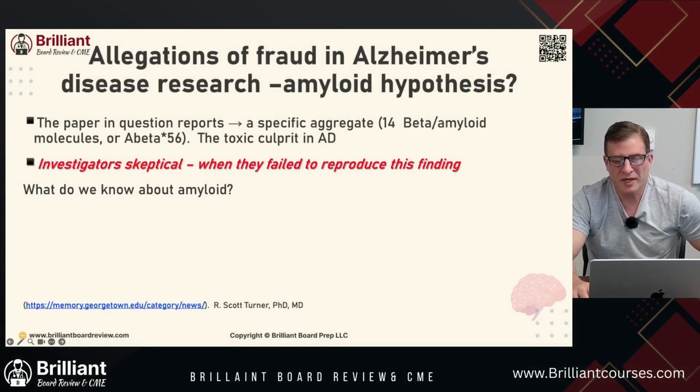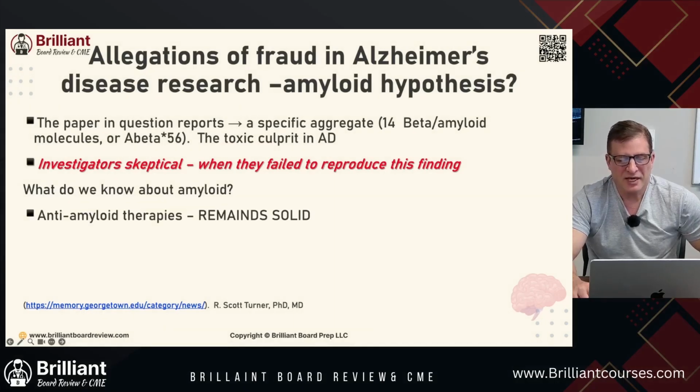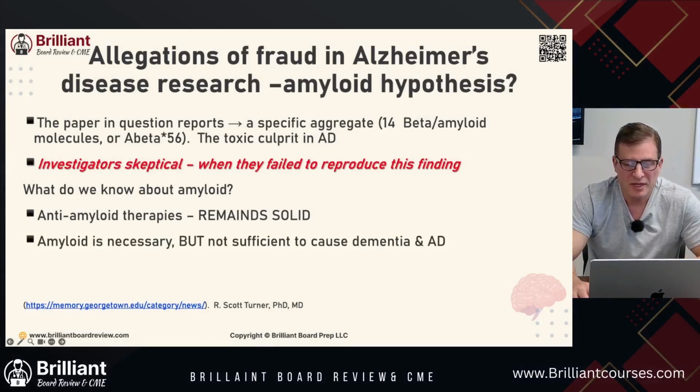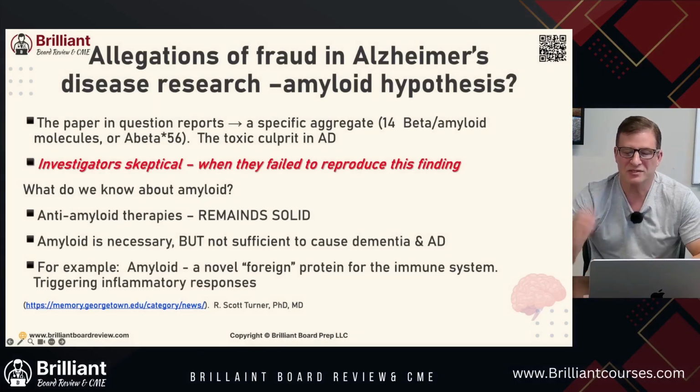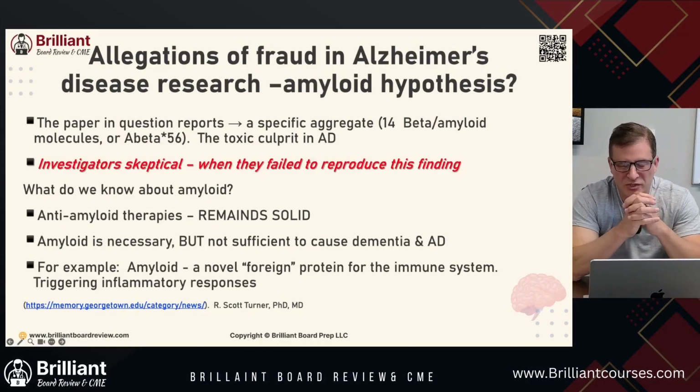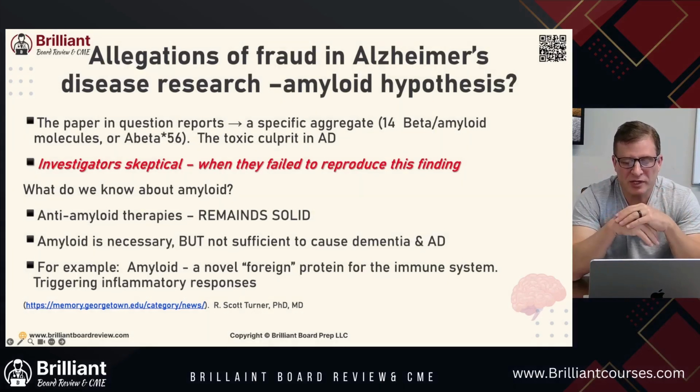So what do we know about amyloid? Anti-amyloid therapies haven't really worked. Amyloid is necessary but not sufficient to cause dementia in Alzheimer's disease. For example, amyloid is a novel foreign protein to the immune system, triggering immune responses. So the basic question is, is there an inflammatory process underneath all this, or is it just the amyloid itself? The reason there have been a lot of questions is because we've had multiple anti-amyloid therapies, and they really haven't been effective in treating and curing Alzheimer's disease.